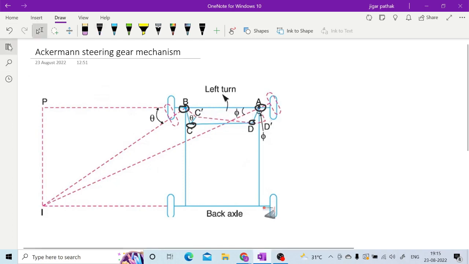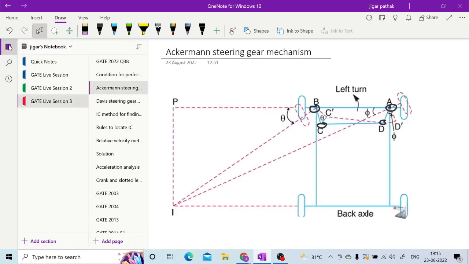Yes, sir. I have one doubt regarding turning pair mechanism. Can we discuss it at the end?